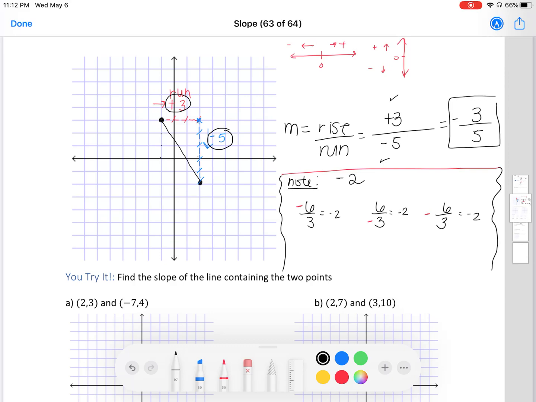So it doesn't matter where your negative is, as long as it only happens once. It can be in the top, it can be in the bottom, or it can sneakily be written in the middle. And that's not sneaky at all, it's totally fair. But as long as one of our numbers is negative, or our whole number is negative, then our answer is negative. And thus we would have a negative slope.